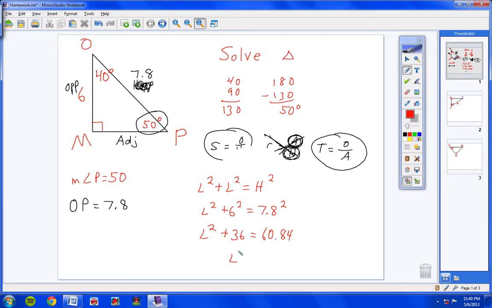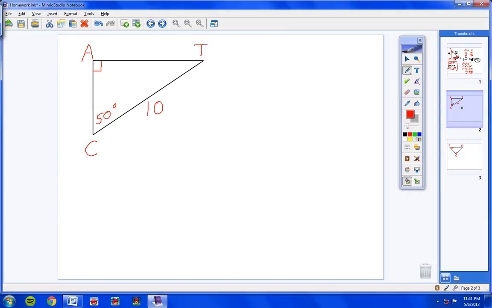Now we're going to subtract 36 from both sides. So 60.84 minus 36 is 24.84. And then of course we're going to take the square root of both sides. So when we take the square root of that number, you get 4.98. So the adjacent side right here, I'm going to cross it off, is 4.98, and that's MP. So MP equals 4.98. There we go. We solved the entire triangle. Let's go on to the next problem.